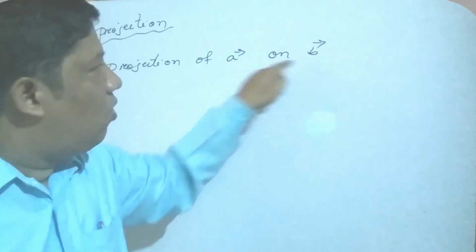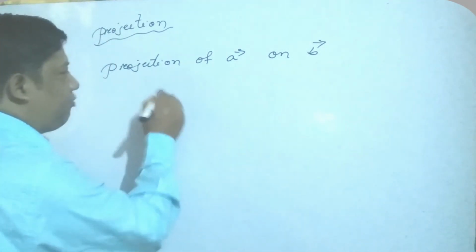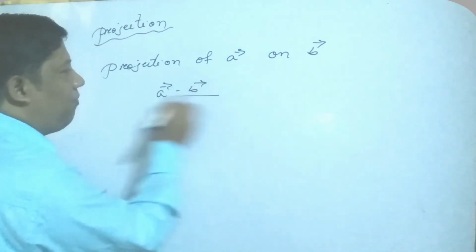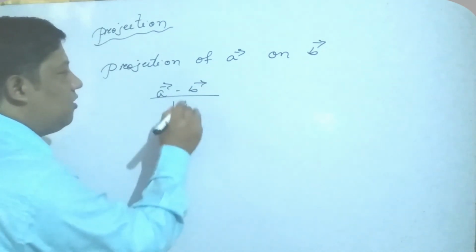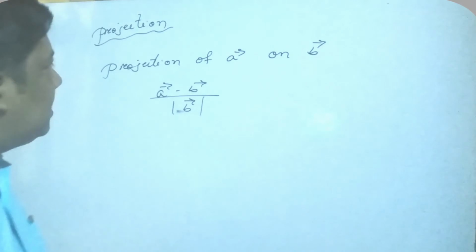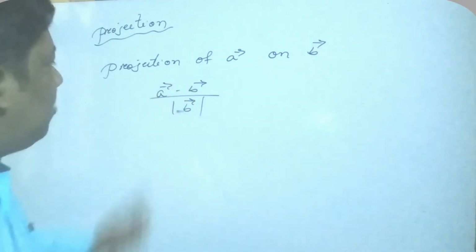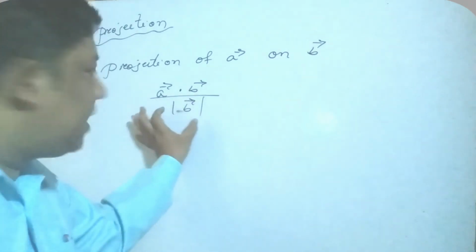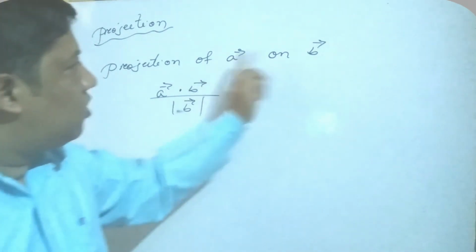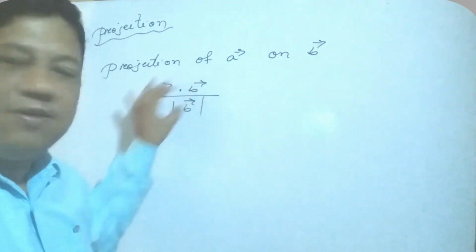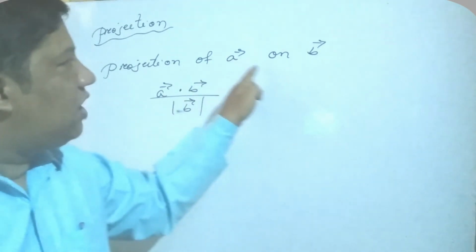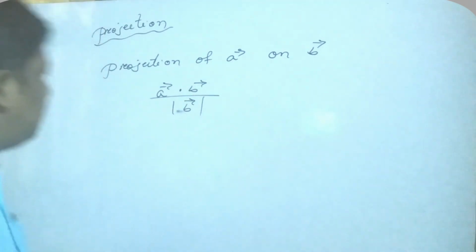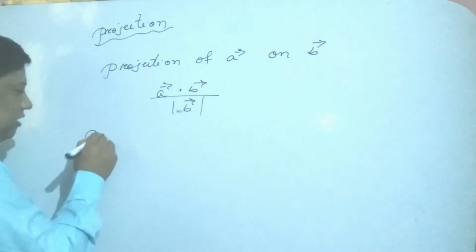Since it is written on B, you write A dot B upon the magnitude of B. So my students, just write like this: A dot B upon magnitude of B. In the numerator you have the dot product, and in the denominator you write the magnitude of B. That is called the projection of vector A on B.